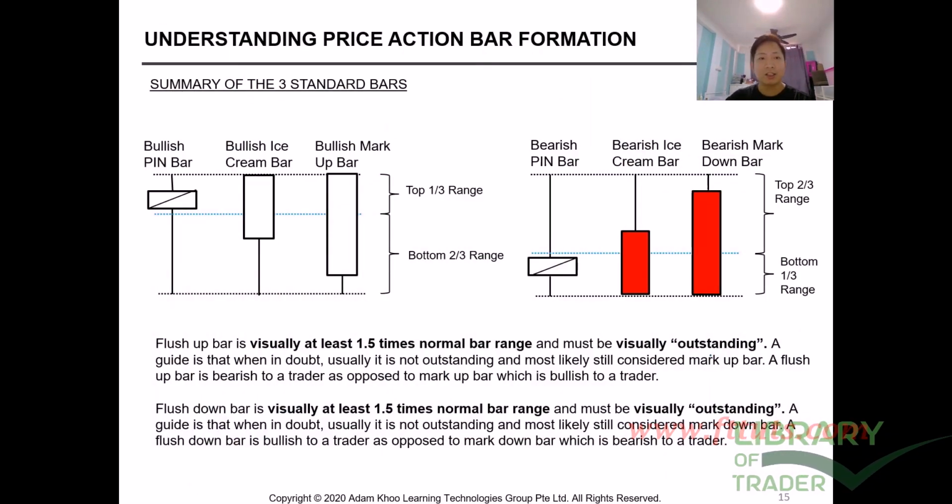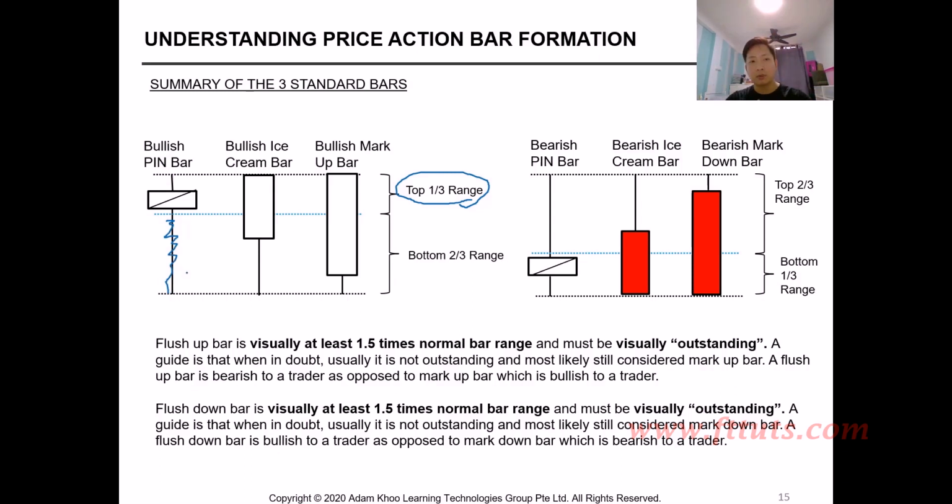Alright, so this is actually a summary of what we just covered. The three bullish EXE and the three bearish EXE. The similarity in all the bullish EXE is that all of them close at the top 1/3 range, right? For the bullish pin bar, there was a bigger rejection because the tail will be wider because of the larger reduced bottom rejection. There is a minimum rejection in the bullish ice cream bar. Of course, very minimal in the bullish markup bar.